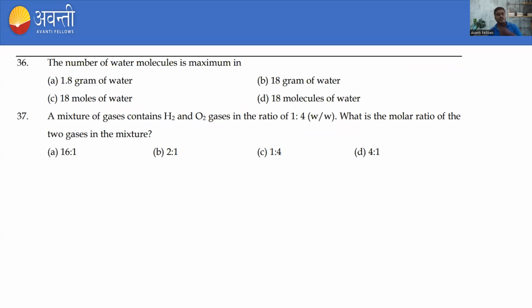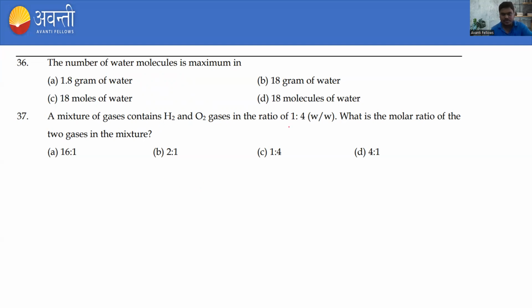Now, in which is the number of water molecules maximum? So this is also a very similar type of question we already discussed. So this question we already discussed, that the number of water molecules is maximum in 1.8 gram of water or in this. So this is very simple.